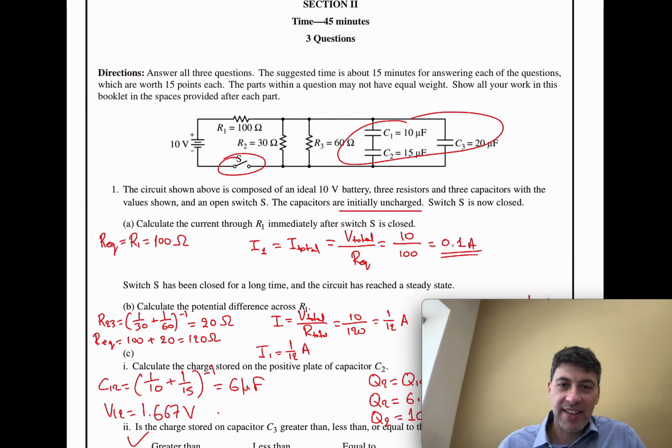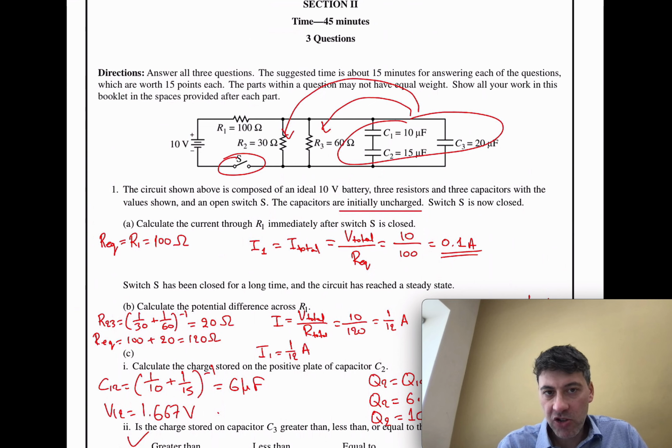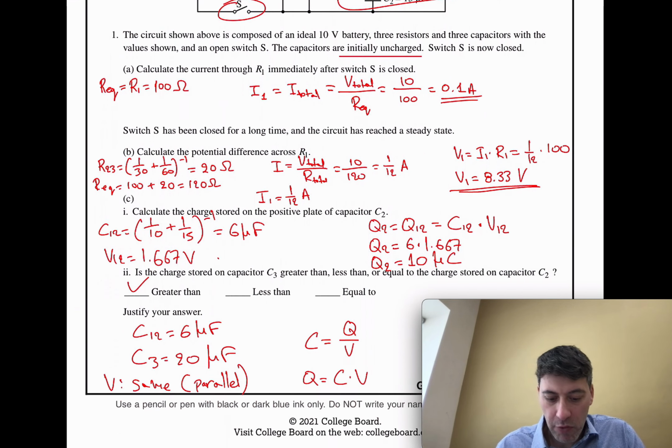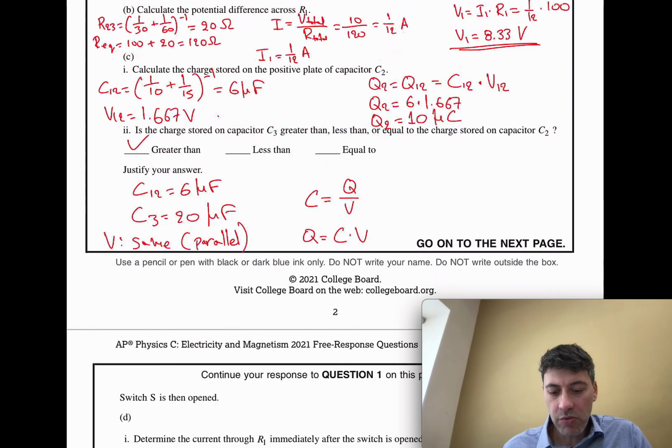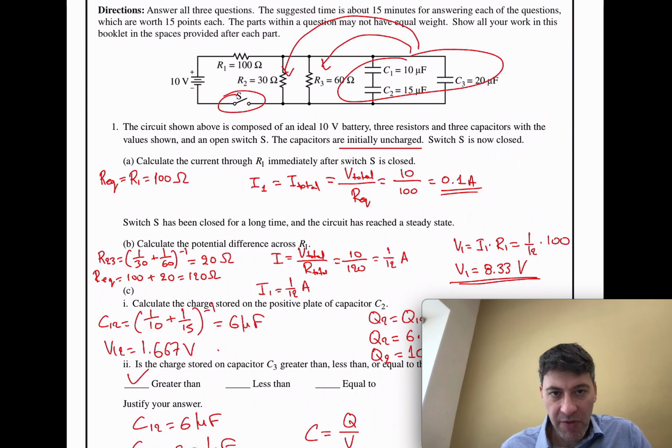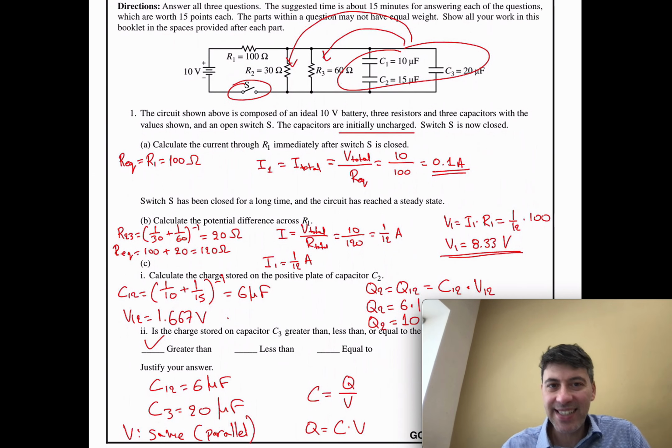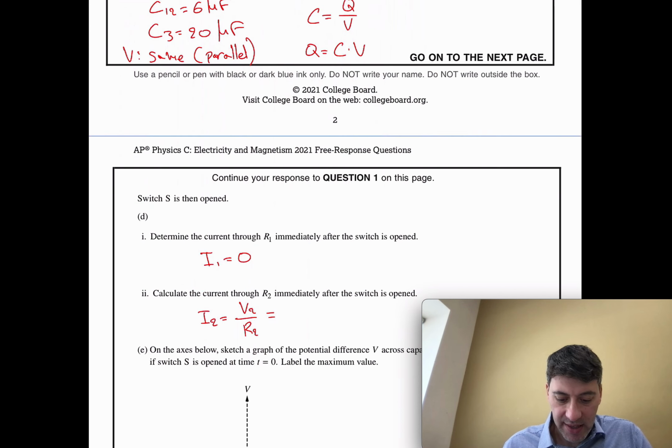The capacitors are discharging, so current will flow to R3, current will flow to R2, but it cannot flow to R1 because the switch is open. So for sure there will be no current in R1, so the current 1 will be 0. And we need to find the current 2. The current 2 will be V2 over R2. The V2 was the same voltage that we had before, like the initial voltage was 1.67 and the R2 is 30.